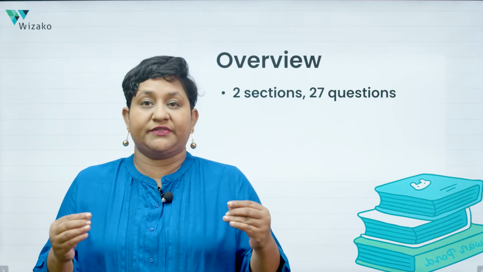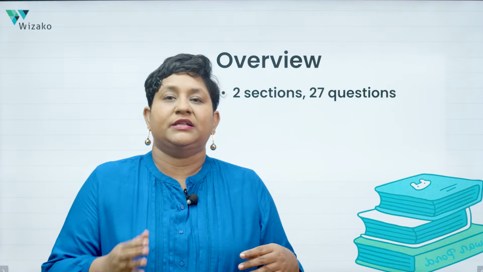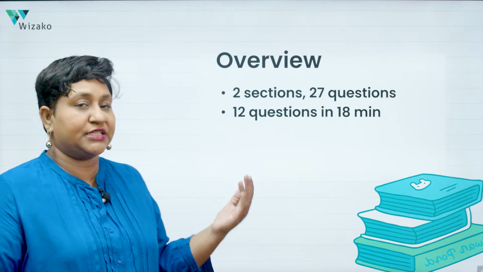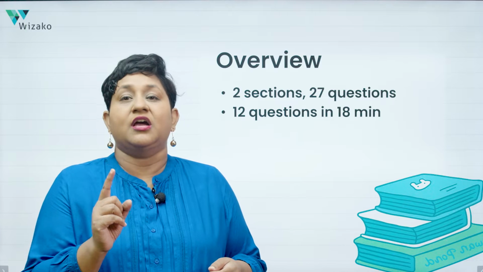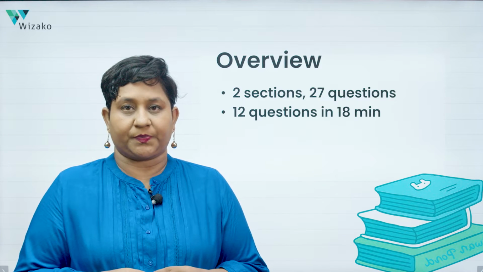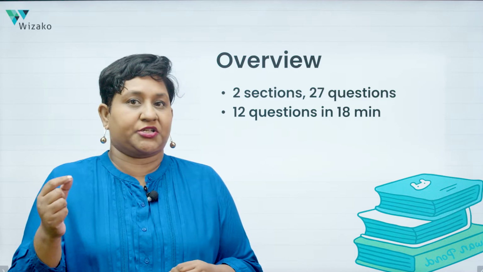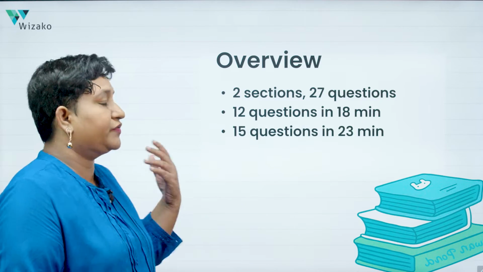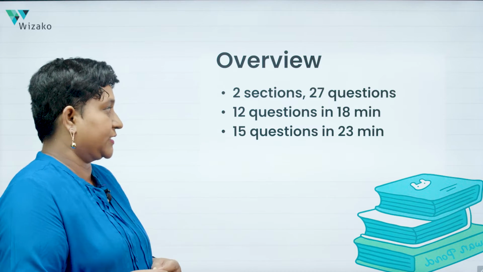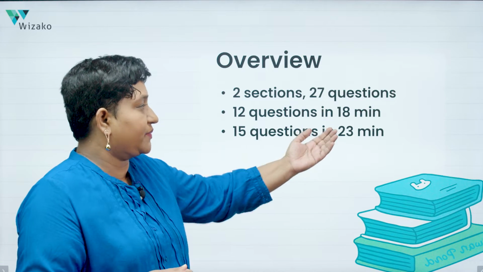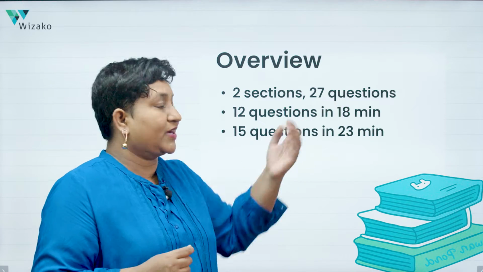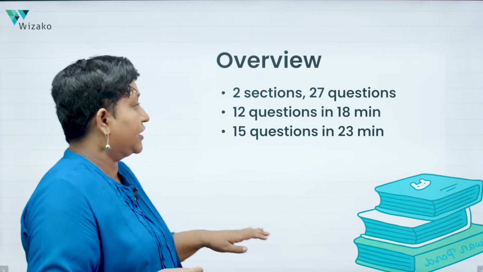How are these 27 questions split up? They split up into 12 and 15. You will have 12 questions in the first section, and you have to answer those 12 questions in 18 minutes. The second verbal section will have a total of 15 questions that you have to answer in 23 minutes. That essentially means you have a total of 41 minutes to answer the 27 questions given in the verbal section.